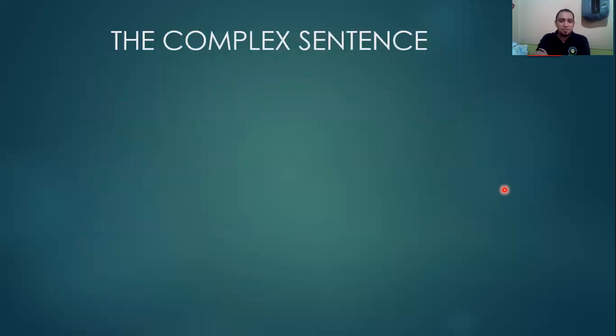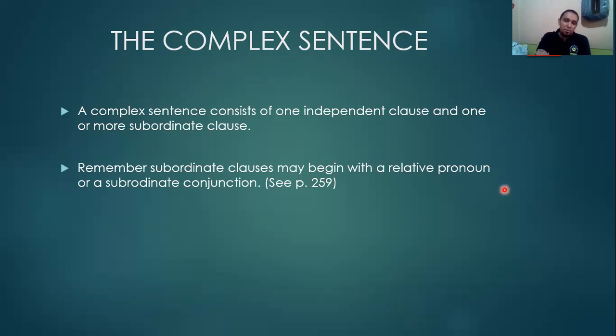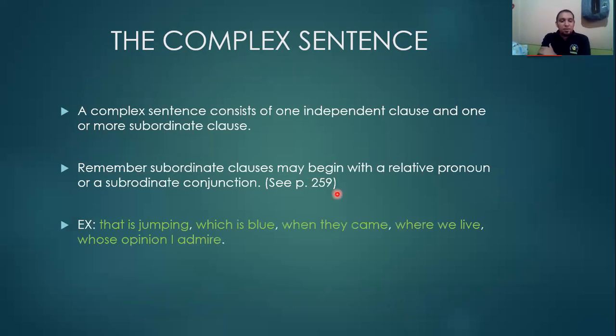Now we have the complex sentence. Number 3, let's read the definition. It says that a complex sentence consists of 1 independent clause, which is mandatory, and 1 or more subordinate clauses. Remember, subordinate clauses may begin with a relative pronoun or a subordinate conjunction. If you want to see the subordinate conjunctions, you can see this page. For example, we have examples of subordinate clauses: that is jumping, which is blue, when they came, where we live, whose opinion I admire. These cannot stand by themselves, so that's why they're subordinate clauses.